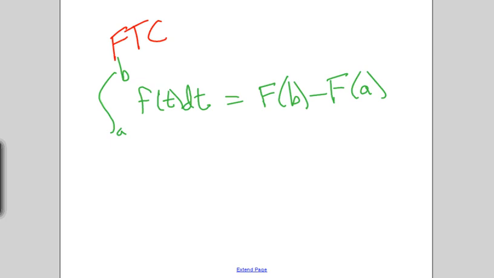Okay, so for a review of the fundamental theorem of calculus, the integral of f of t dt from a to b is equal to the antiderivative, capital F of b minus capital F of a. So we used this earlier in Unit 6.